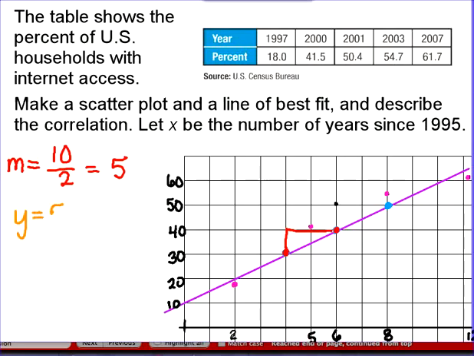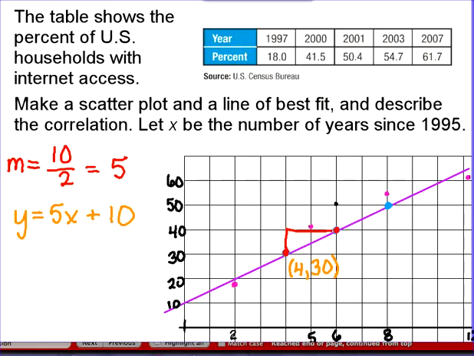Y equals 5x plus 10. Very good. Okay, that's one way. The other way is to pick a point and know that this point is (4, 30). I have the slope here and a point here.